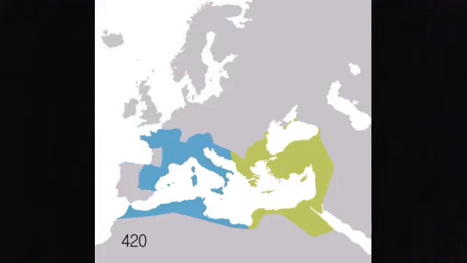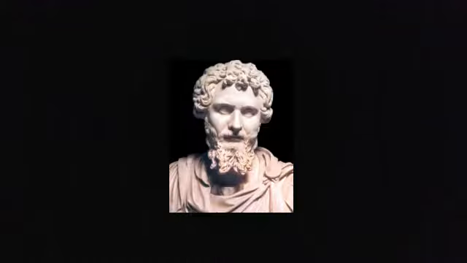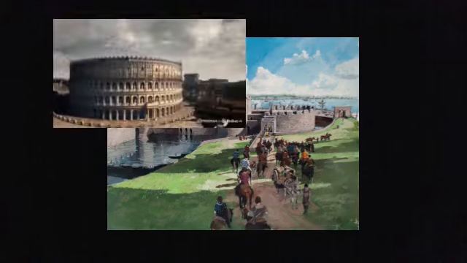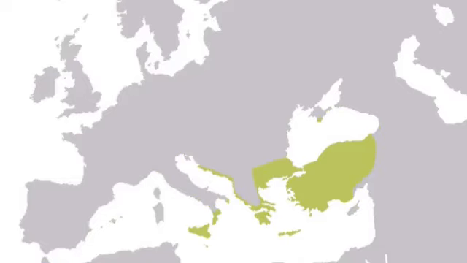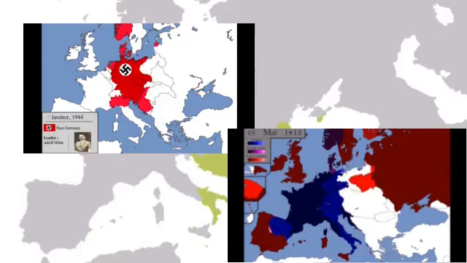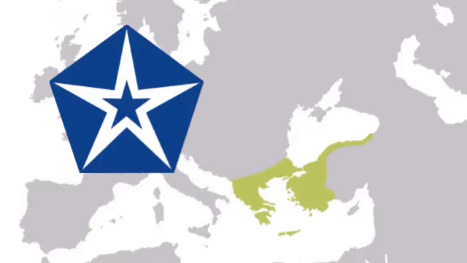By 476 AD, the Western Roman Empire was no more. The last emperor, Romulus Augustulus, was overthrown. The medieval era had begun. Rome's fall was not just the end of an empire, it was a warning. No civilization is invincible. Will we learn from history, or repeat it?